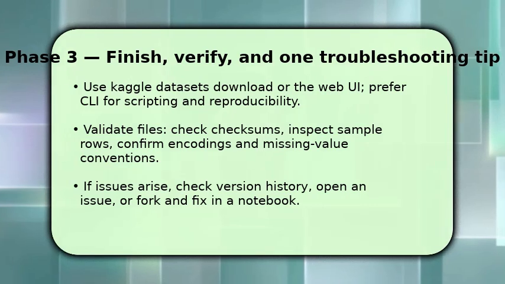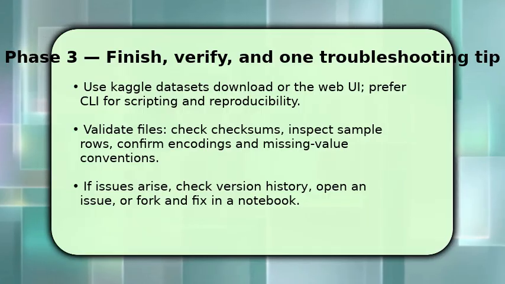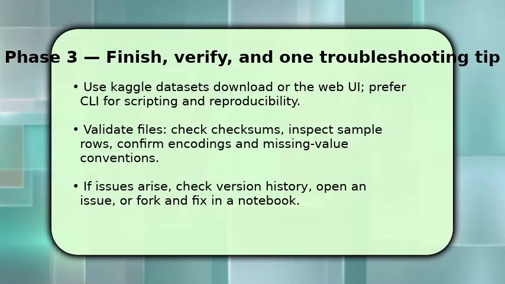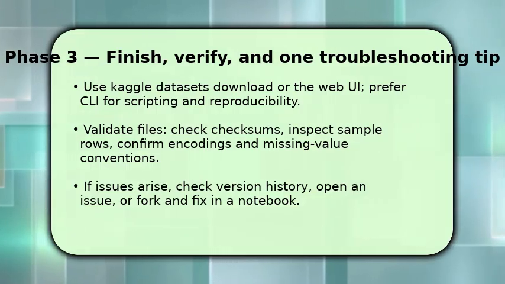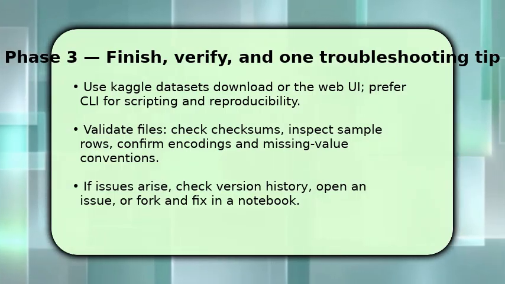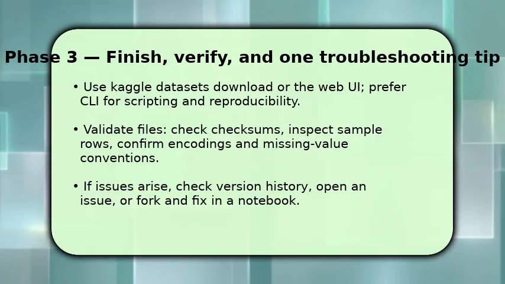You can download via the web UI or, preferably, use kaggle datasets download for reproducible scripts. Include unzip to automate extraction. After downloading, validate by checking checksums or file sizes, sampling rows, confirming encodings and missing value markers, and testing a quick load in your analysis tool.